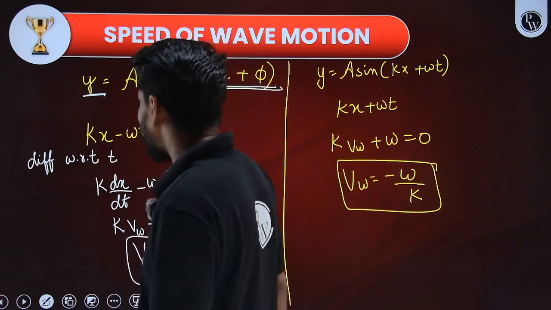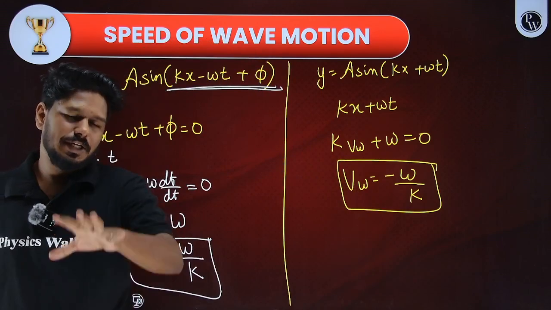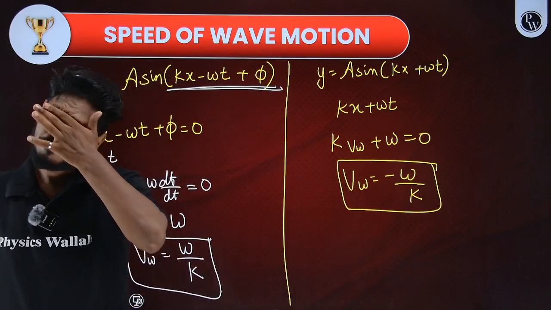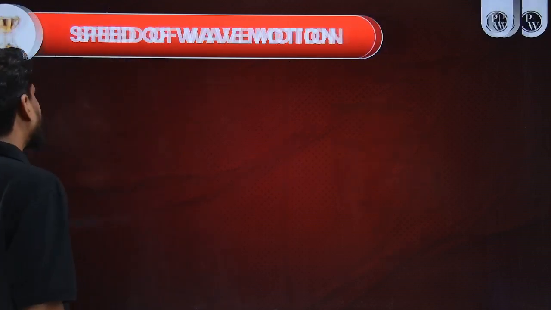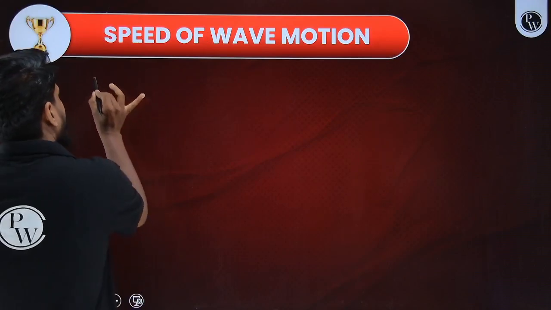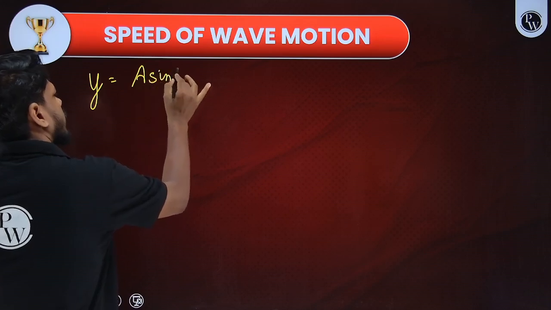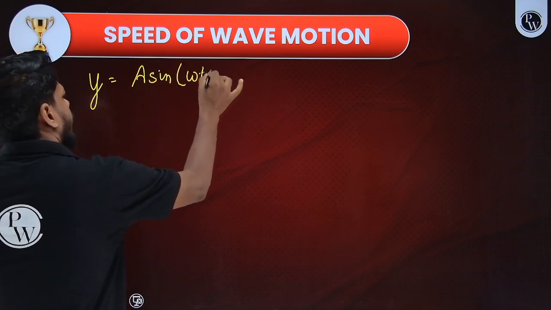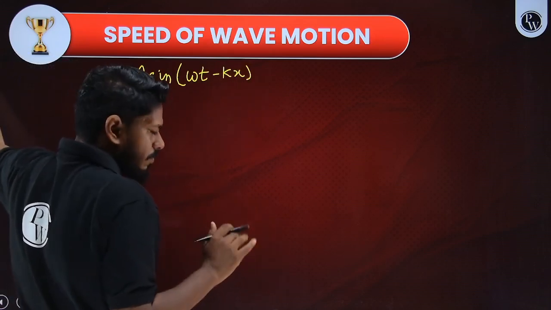What is this? This is the velocity of wave. The velocity of wave is constant. It doesn't change with time. Now let us talk about velocity of particle. So it can be omega t minus kx or kx minus omega t, no issue.